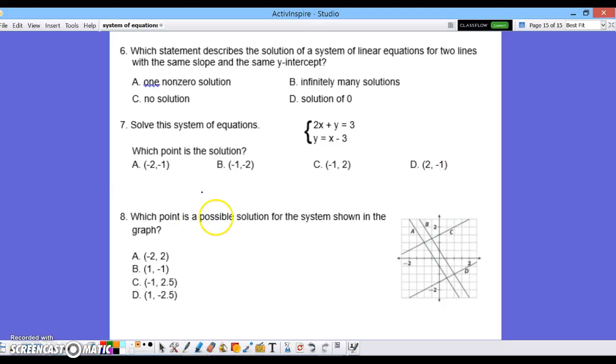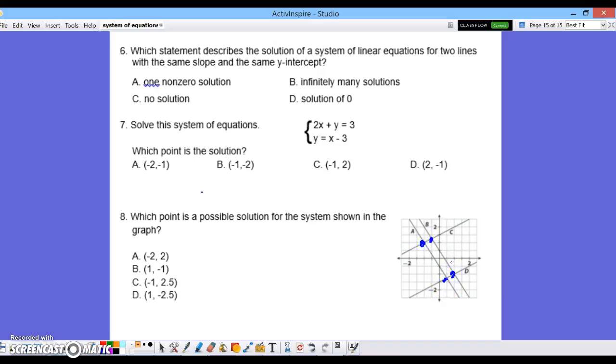And then finally on number 8, there are 4 lines, but that's okay. A system can be at least 2 lines. So basically you're just looking for any of these points that would be a solution. So you're looking for any intersection, so any of these points.